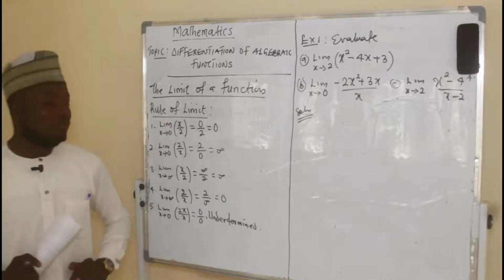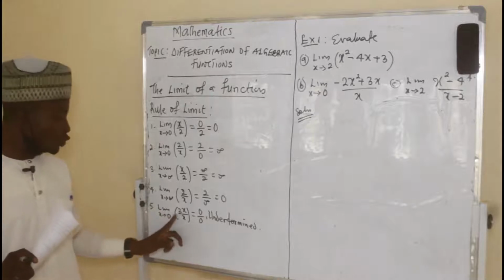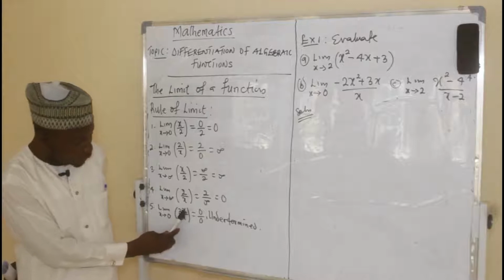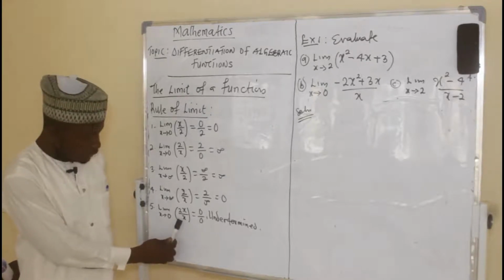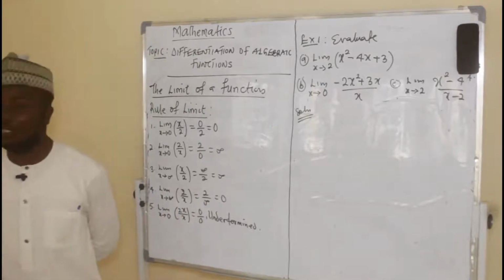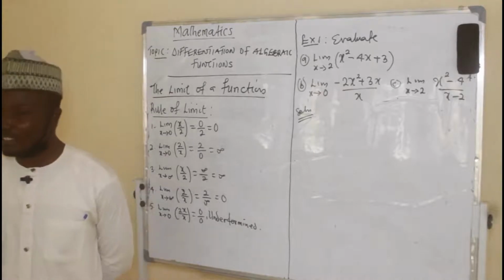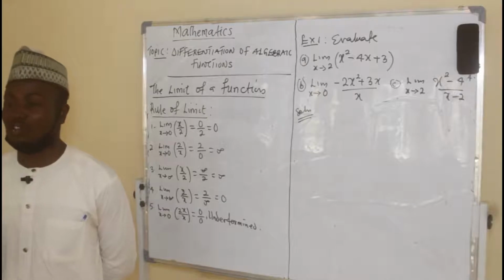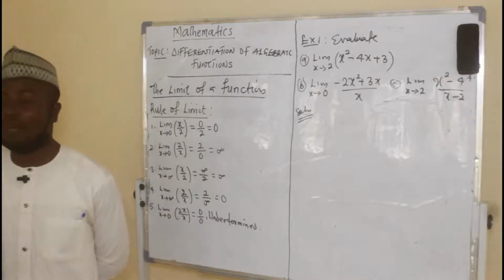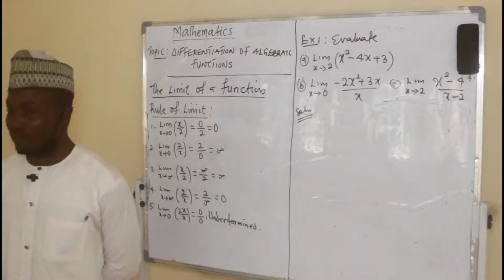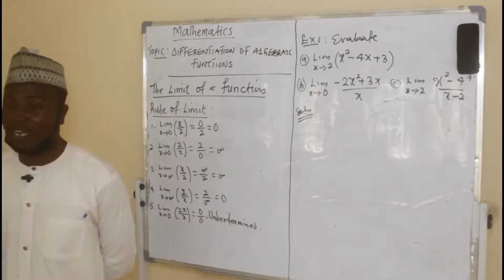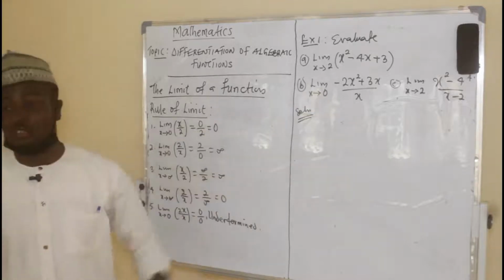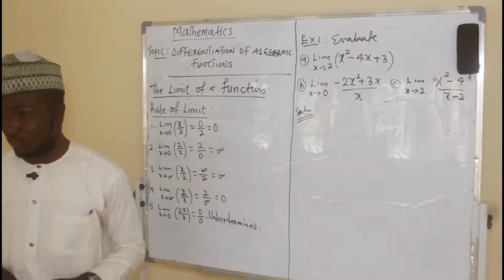Are we together? Then the limit of x tends to 0 of 2x over x. If you put 0 in the numerator, 2 times 0 is 0. If you put 0 in the denominator, 0 divided by 0 is undetermined. In any case where you have 0 divided by 0, you take it as undetermined. Then you apply another method: either factorization, or if it is a root, you apply rationalization. If it is an algebraic expression, you can just factorize and substitute the limit.